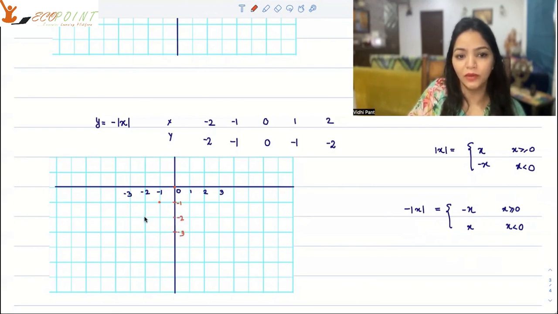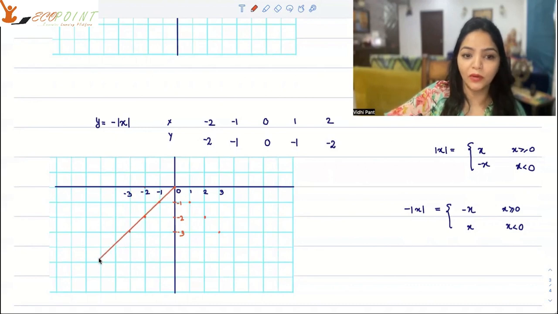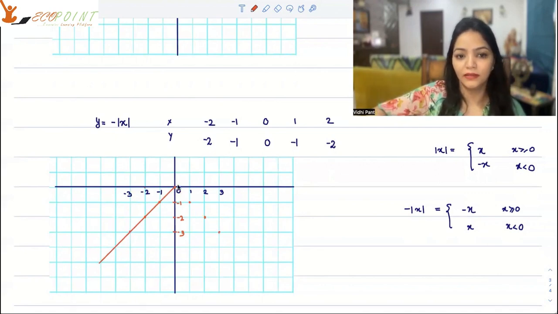For -2, when x is -2, y is also -2. When x is -3, y is also -3. When x is 1, y is again -1. When x is 2, y is again -2. When x is 3, y is -3, so on and so forth. So your graph will be something of this sort, moving down like this.